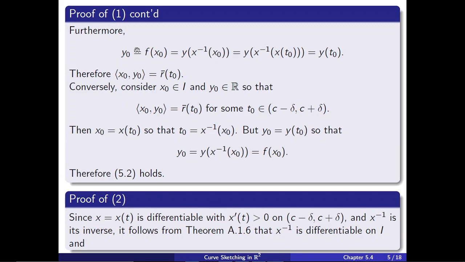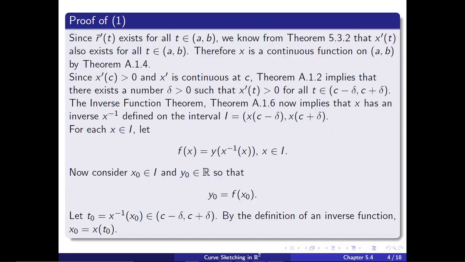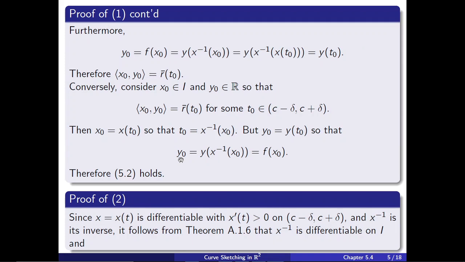So furthermore, if we look at y naught is equal to f of x naught, this is going to be equal to y of, so remember how we defined f of x, right? So y naught is equal to f of x naught, which is equal to y of x inverse of x naught, which means that this is y of x inverse x of t naught, right?